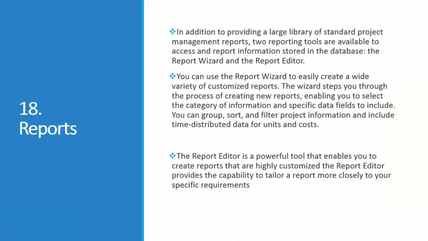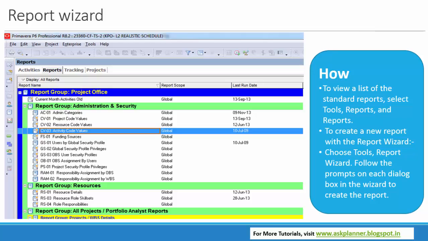And next one is reporting part. Two reporting tools are available in Primavera to access and report information stored in the database. One is through a report wizard and the other is report editor. Here this is the report wizard where we have the default reports. You select this report and when you run it you get the report automatically. These are standard list of reports. You can select reports and run the report.